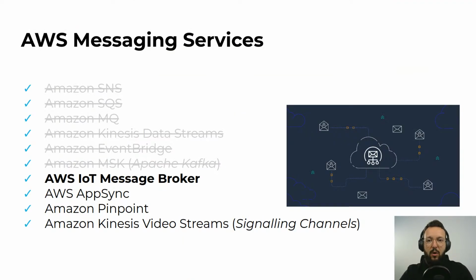A quick recap of what we are doing here. It's the 7th episode from the AWS Messaging Services series. We already covered SNS, SQS, Amazon MQ, which is the fully managed version of Apache ActiveMQ, Kinesis Data Streams, EventBridge, MSK, which is the managed Kafka. And today we will talk about the service dedicated for Internet of Things and for the MQTT protocol.